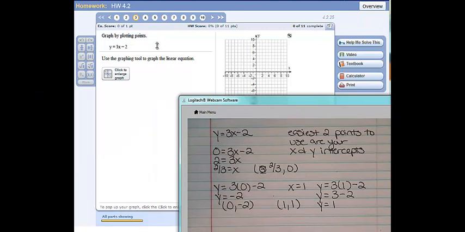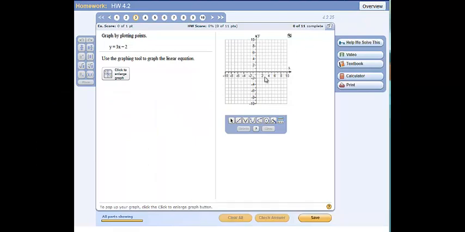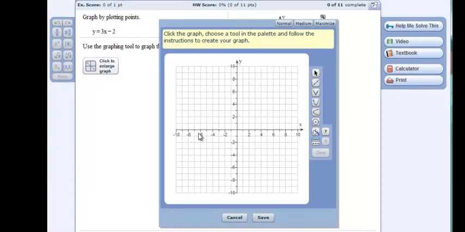Okay, so we got 0, -2. Now you can graph right here, but I'm going to make this bigger so that we can see it a little bit better. So we need to graph a line. If you're looking over here on your tools, there's one that looks like a line and it says line tool if you let your mouse linger on it. So you're going to click that one. Then it says click the graph to plot the first point on your line. So the first point we got was 0, -2.